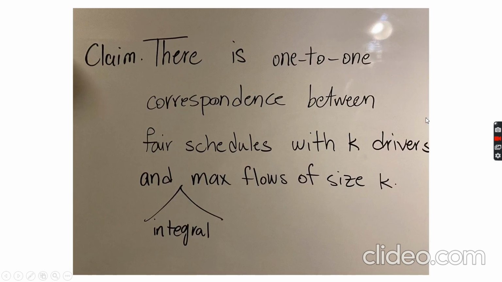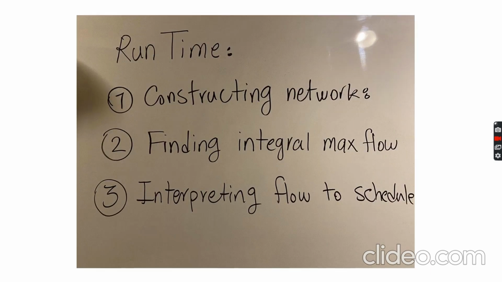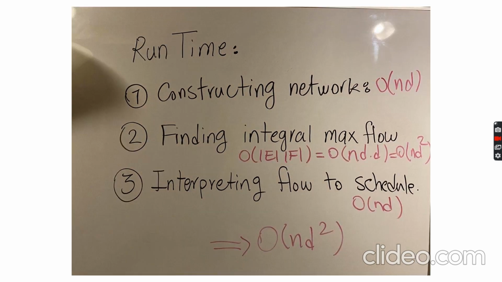Now let's take a look at the runtime of the algorithm we described. Our algorithm basically has 3 phases. The first phase is to construct the network. The second phase is to find the integral max flow in the network that we described, and the third phase is interpreting this flow as a fair schedule. Now let's see how much time each of these phases takes.